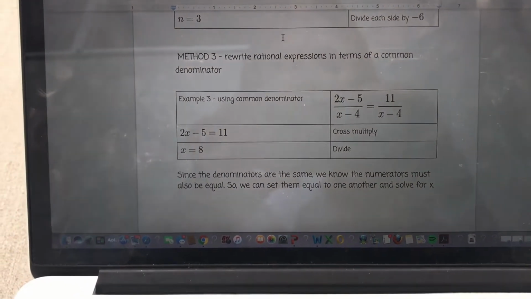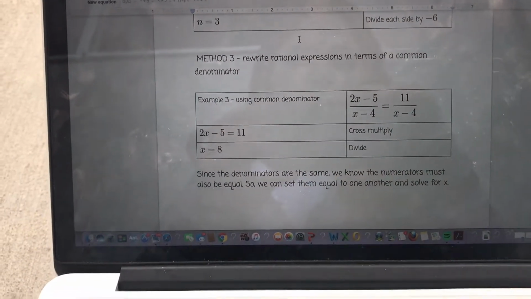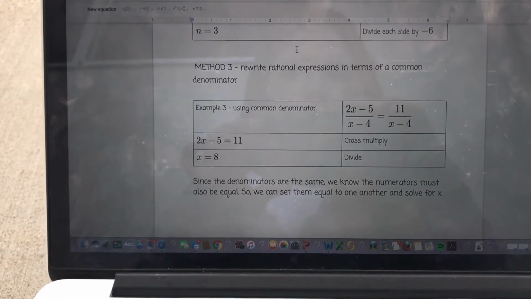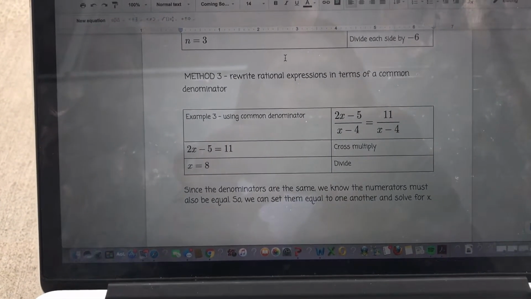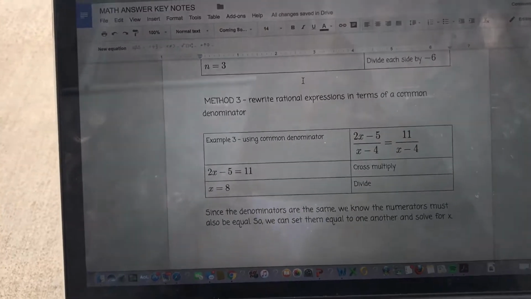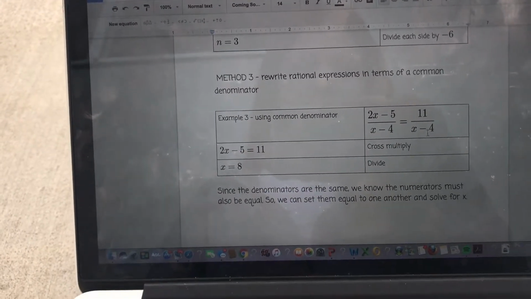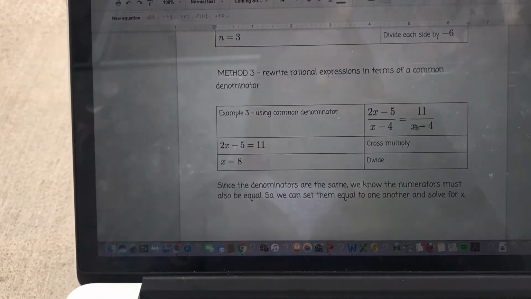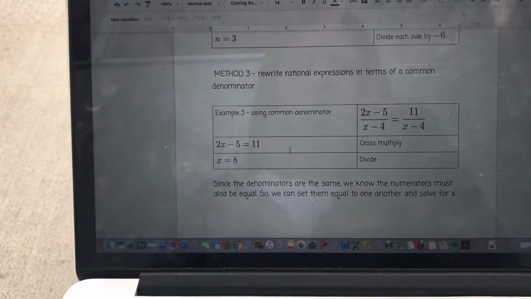Given the equation 2x minus 5 over x minus 4 equals 11 over x minus 4, obviously you can tell that the denominators are common, or that they're common denominators.